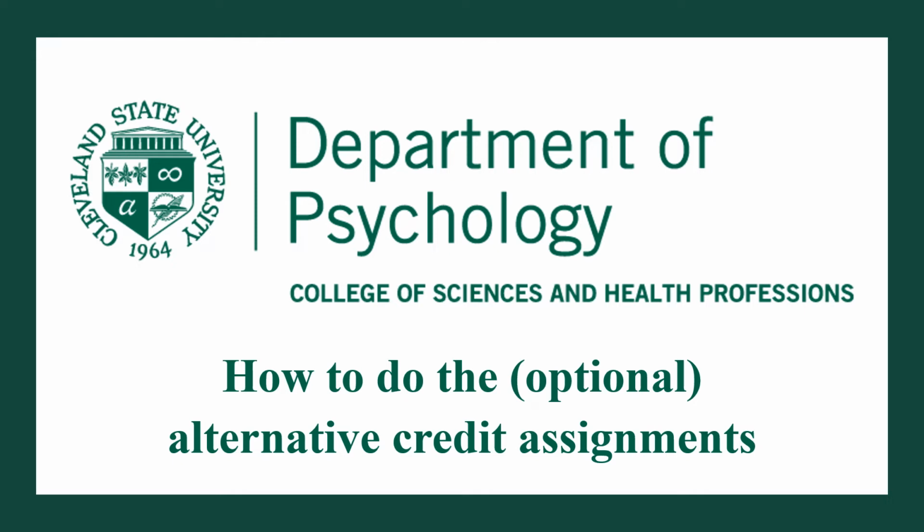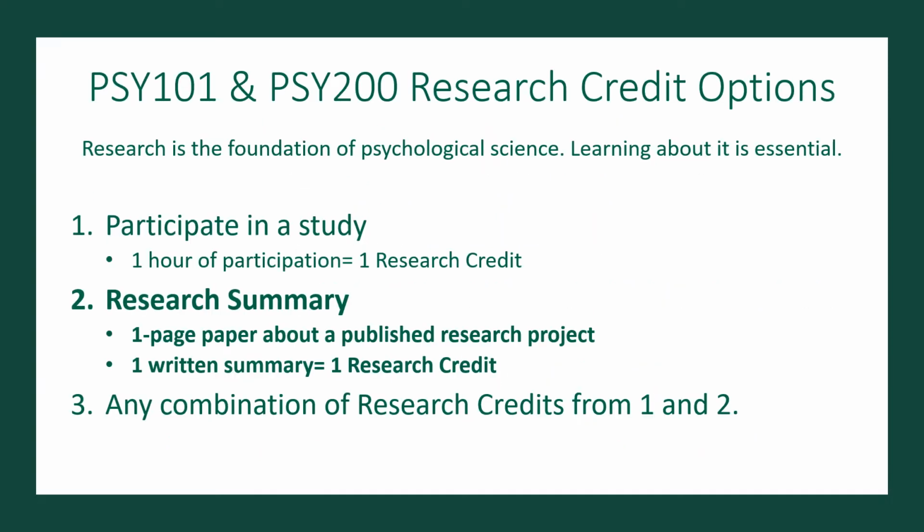In this video, we're going to talk about how you can do the optional alternative credit assignments. If you're in Psych 101 or Psych 200, then there are 3 ways you can complete your research credit requirement. The most common way, which we discussed in a previous video, is to volunteer to serve as a participant in an ongoing research study in the Department of Psychology.